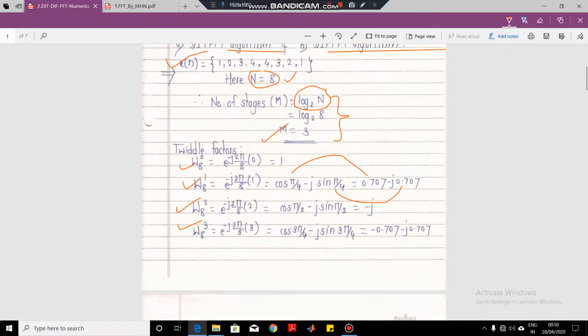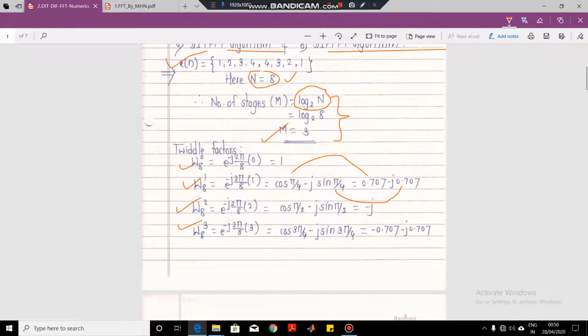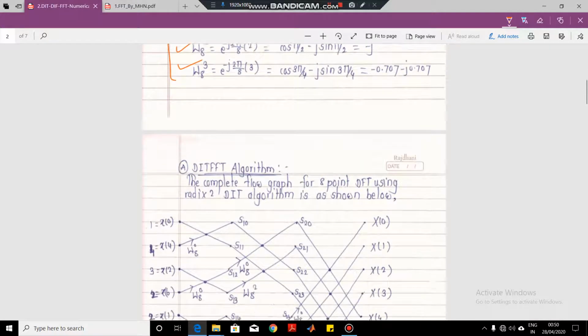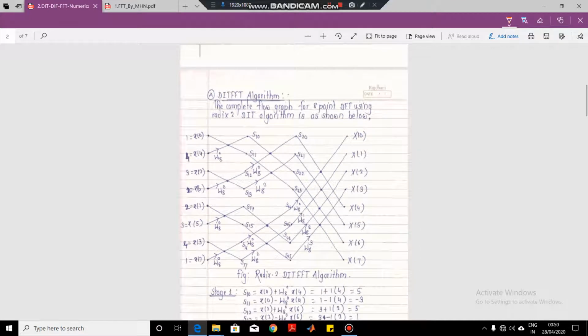Now we are not computing these values W 2 0, W 4 0 and so on, because we will be using the earlier values in place of those, since we have seen that W 8 0 is the same as W 2 0. So that's why we have reduced the number of computations. After computing all these twiddle factors, we will go to the next step, that is, draw the butterfly structure. Before drawing the butterfly structure, we have to write the input sequence.